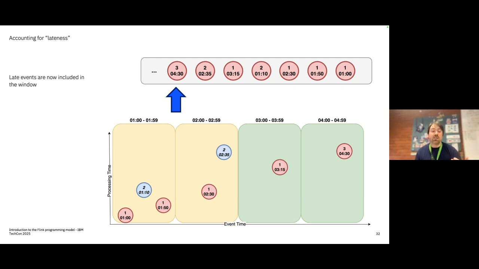So the event that arrived late at 1:10 was late because previously the watermark was 2:30. However, if we delayed the watermark by an hour, the watermark would be 1:30. The event arrives, we consume the event and we see it has an event time of 1:10. We can safely put that into the 1 to 1:59 bucket because it hasn't been closed yet.